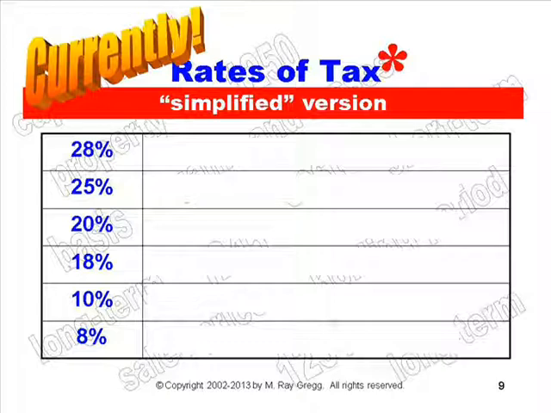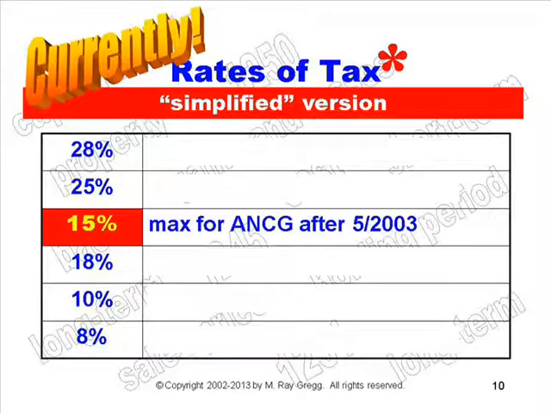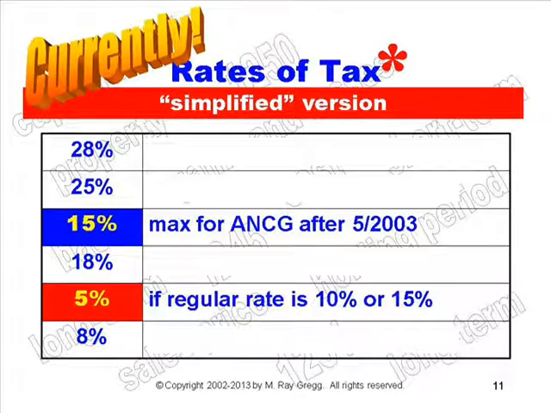I hope you've got the handout to follow along. It makes taking notes on this and remembering it a whole lot easier. Under current law, the maximum tax rate for capital gains is 15%. That's the one you ought to remember. That's the one that's currently in effect. For taxpayers whose marginal tax rate is 10% or 15%, the maximum tax rate on capital gains is 5%.